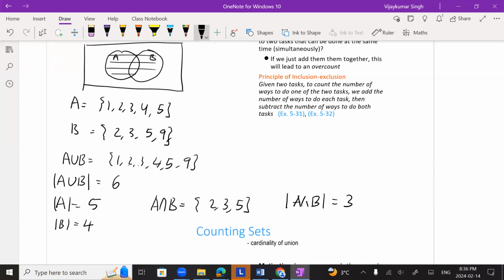Let's see. Does it fit the whole thing? So the size of A union B is 6. The size of A plus the size of B minus the size of A intersection B is 5 plus 4 minus 3, the same as 6. So these two sizes match. All right. But again, this is not a proof. This is just one illustration.